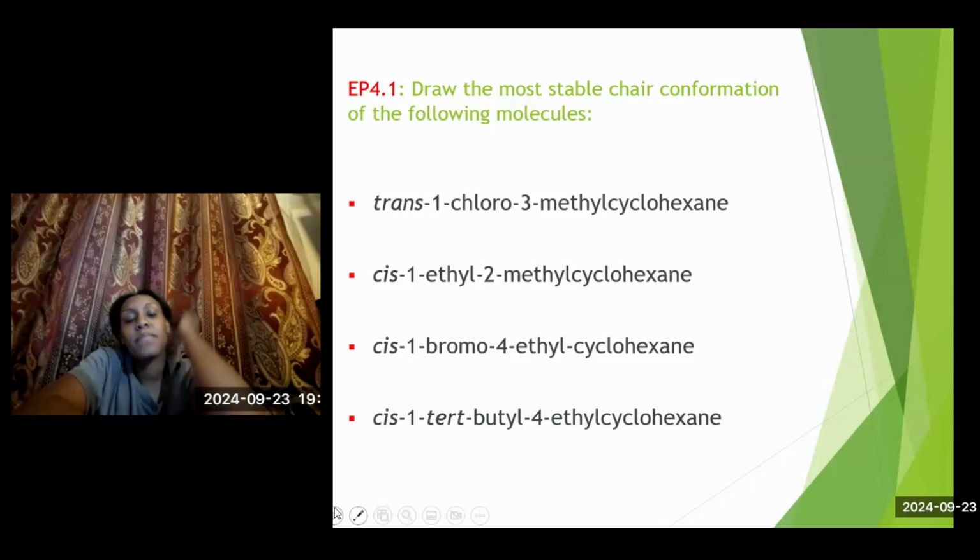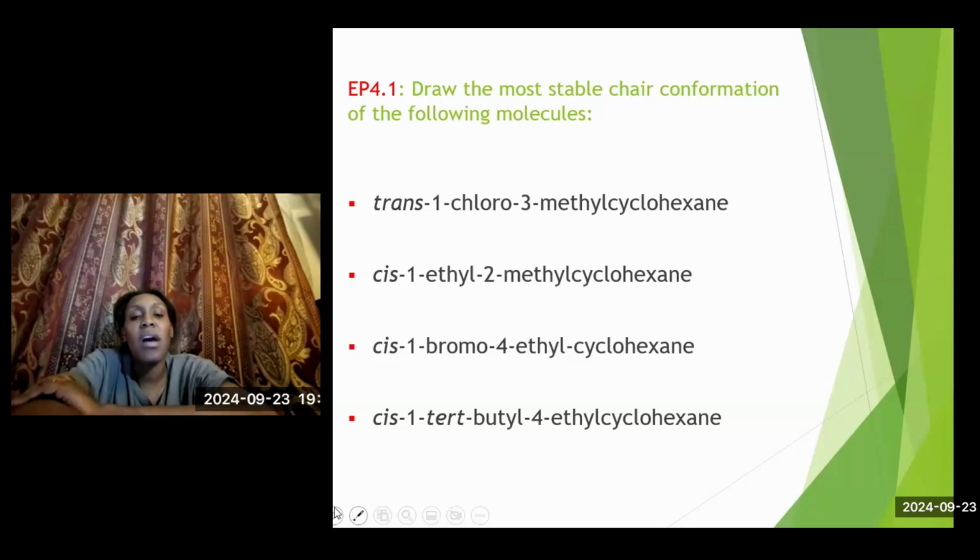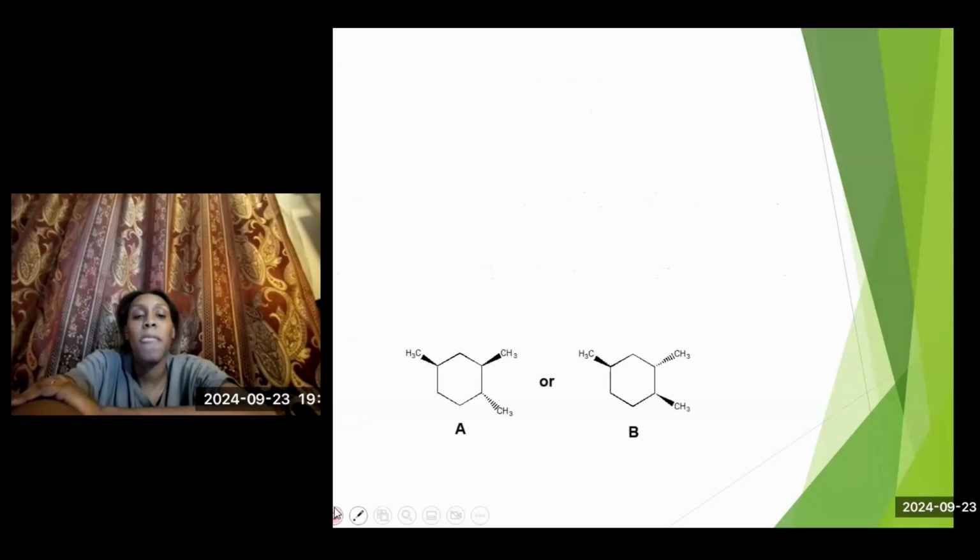All right. So here are some examples of things that you guys can draw. I want you guys just to take your time and go through these and draw them out. So go ahead and pause it and try to draw the more stable conformations. If you're able to do that, then you're on the right track. If you cannot, please ask for some extra questions, some extra videos to be able to better explain this.